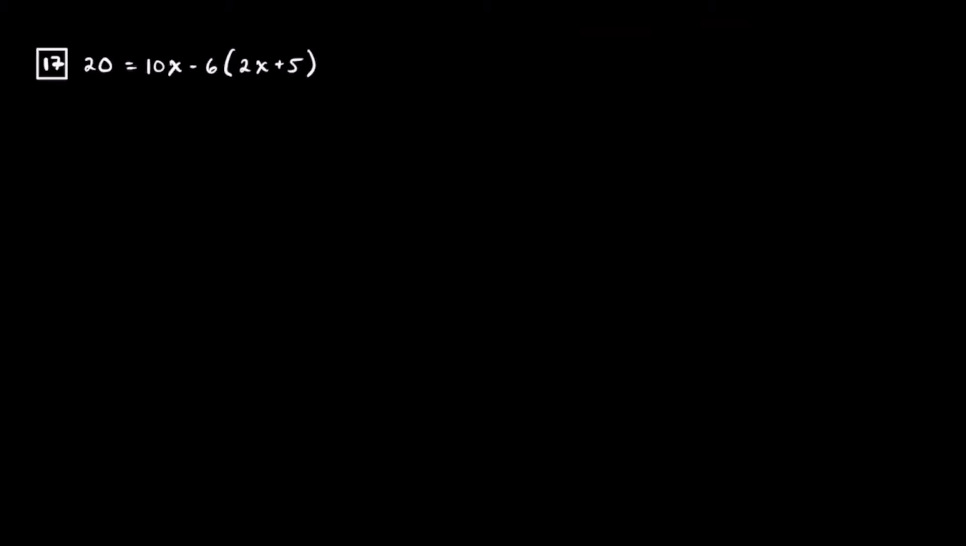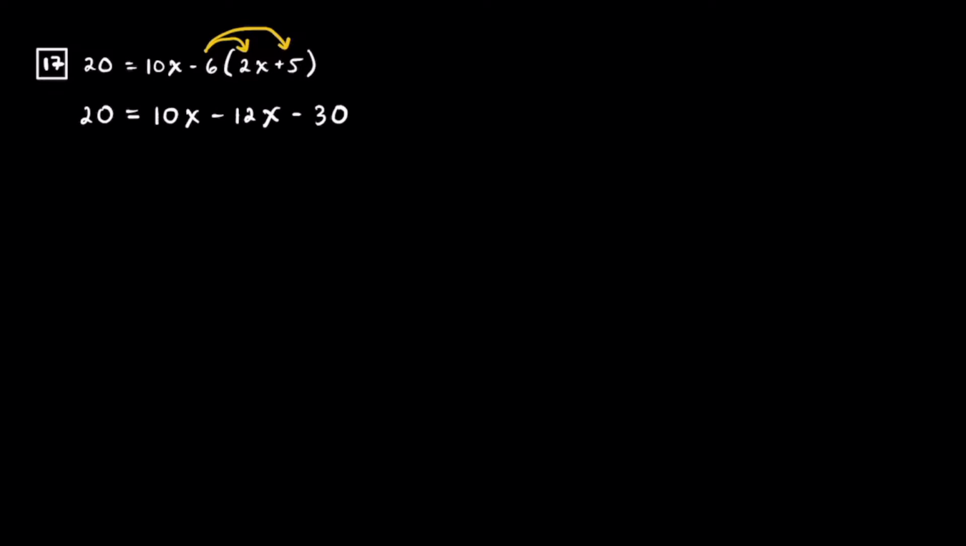For number 17, we have 20 equals 10x minus 6 times the quantity of 2x plus 5. So let's go ahead and distribute this negative 6 to this 2. And if we do that, let's copy down the 20 over here to the left, copy the 10x, and then negative 6 times positive 2 is going to be negative 12. So we have negative 12x. And then we have this negative 6 times a positive 5. That should equal negative 30. So go ahead and write that over here.